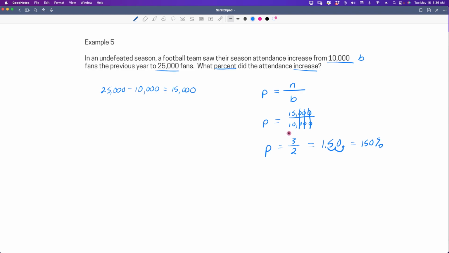If you depend on the calculator all the time, your brain gets lazy. It's good to use it for numbers that are really big that you can't reduce or solve, like odd numbers or weird numbers. But when you have a number like this that you can easily knock down to 3 over 2, use your brain as much as possible.